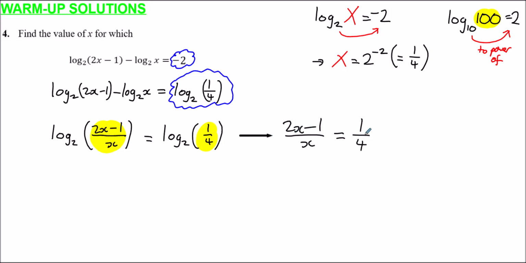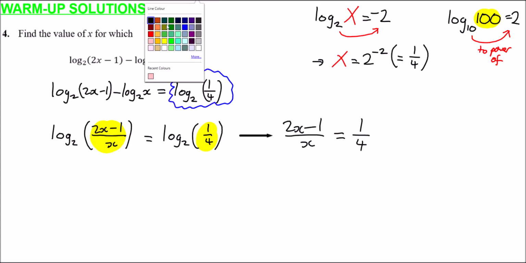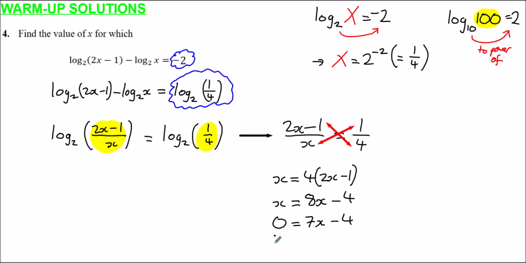Now you can solve this whatever way you want as long as it works. I tend to do it by cross multiplication. So 4 times 2x minus 1 will equal x multiplied by 1. In other words, x equals 4 lots of 2x minus 1. I expand out, I get 8x minus 4. Subtract x from both sides, add 4 to both sides, and divide by 7. So therefore x must be 4/7 in exact form.